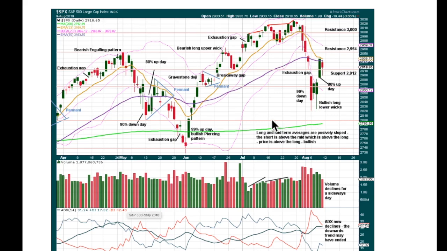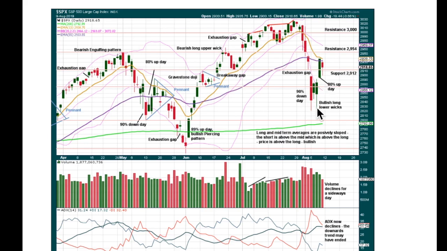The S&P often will form V-like bottoms with a 90% or near to it downward day, followed immediately or soon after by a 90% or near to it up day. That's not quite the case yet. We have an 80% up day, not strong enough to be a 90% up day. And so if we see a 90% up day, then I will have a lot more confidence that there's a low down here.